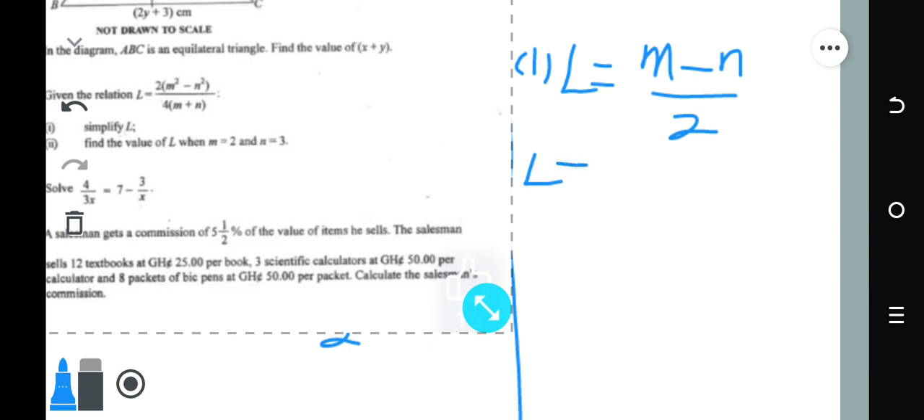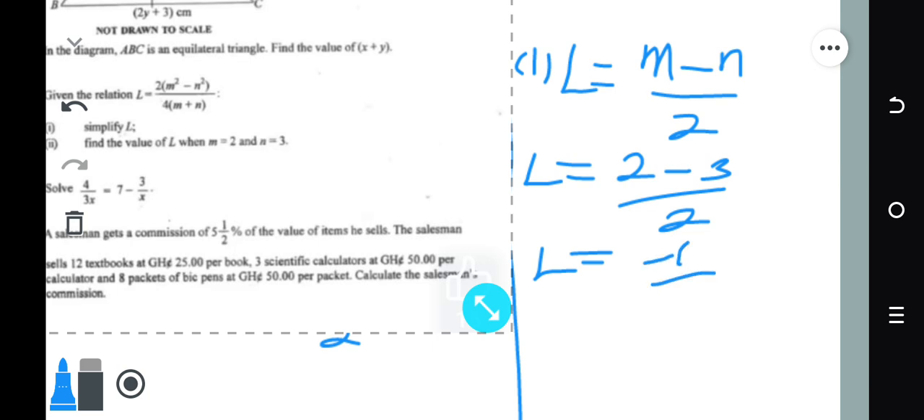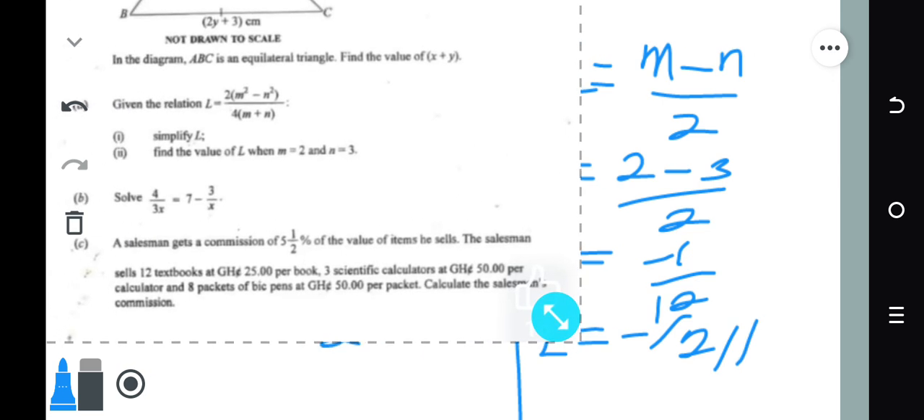Alright, so let's put in the values. So L is equal to, now m is 2 minus n which is 3, divided by 2. So you're going to have L is equal to 2 minus 3, which is minus 1 over 2, and then our final answer will be L is equal to minus 1 over 2. And this is the value of L when m is equal to 2 and n is equal to 3.